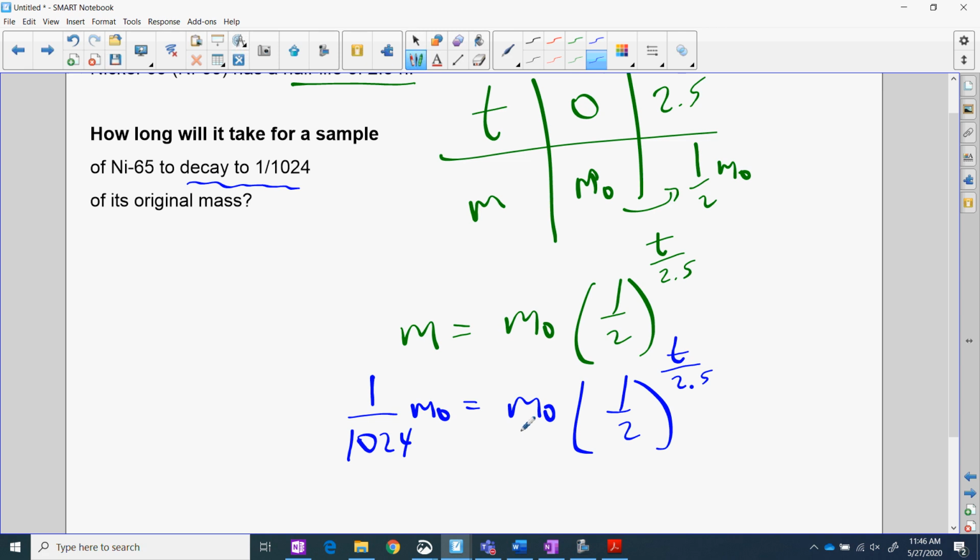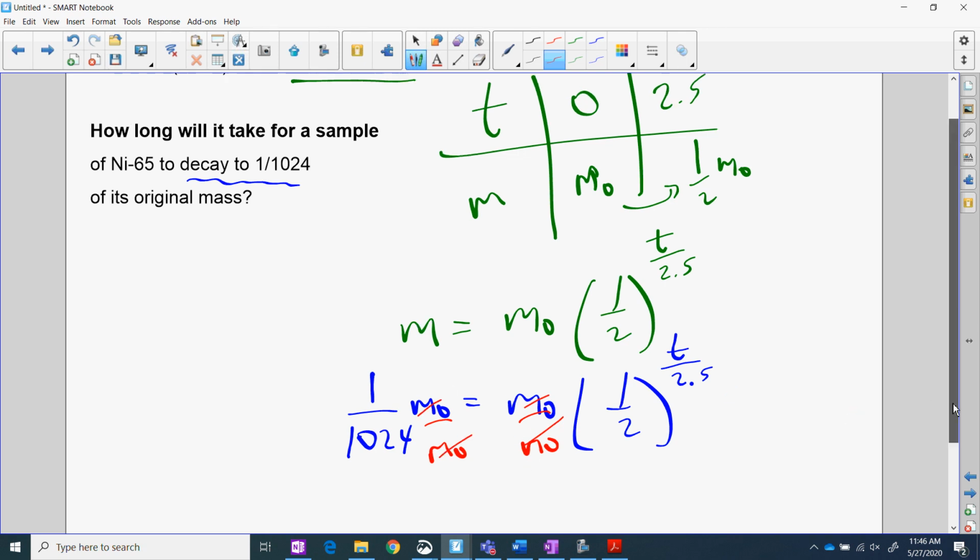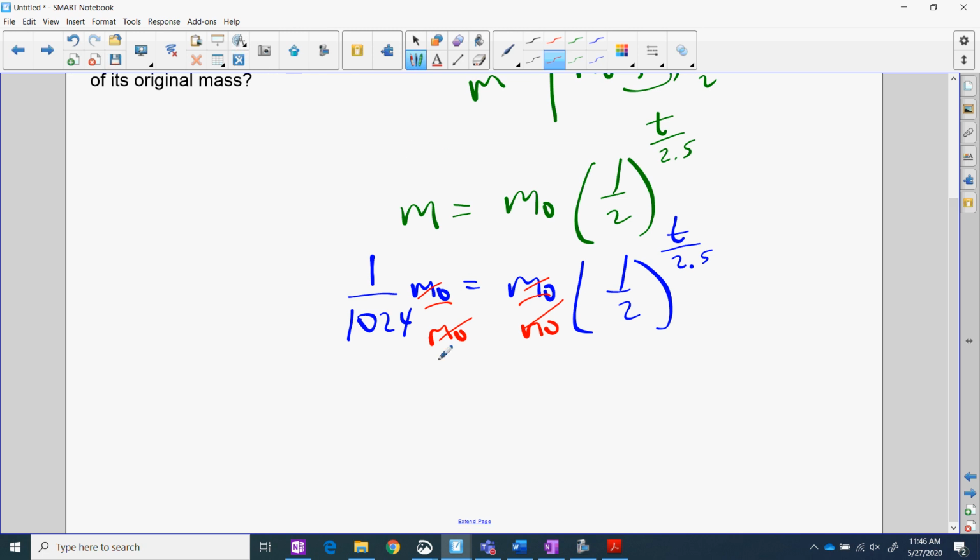Well, here's why you don't need to know the starting amount. Notice you're multiplying both sides by the same number, whatever that number was. Again, you could have put an A, you could have put a 10, you could have put a 50. It's going to be here and here. Because you're multiplying both sides by the same thing, you would just divide by it. That's gone, that's gone. When those two divide each other out, you're down to 1 over 1,024 equals 1/2 to the t over 2.5.